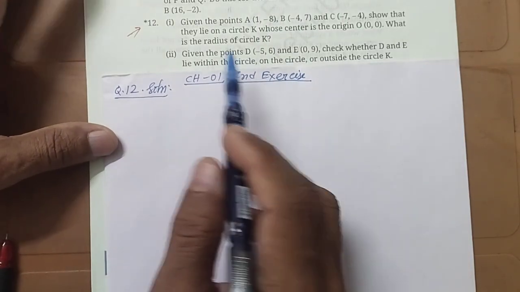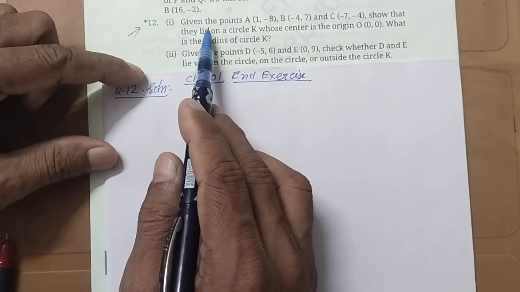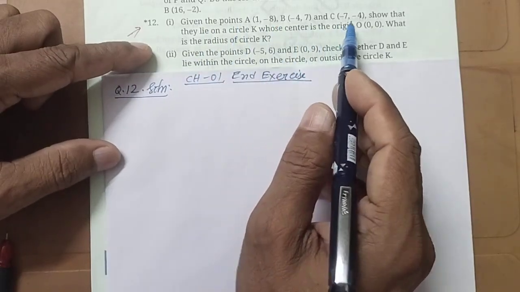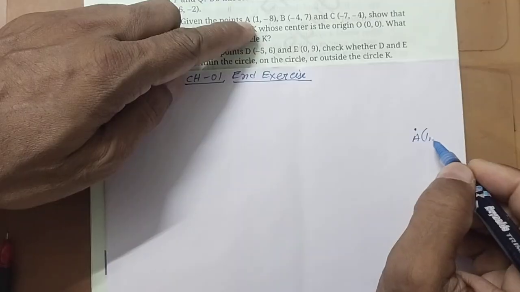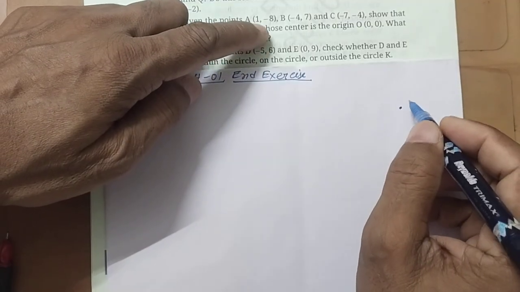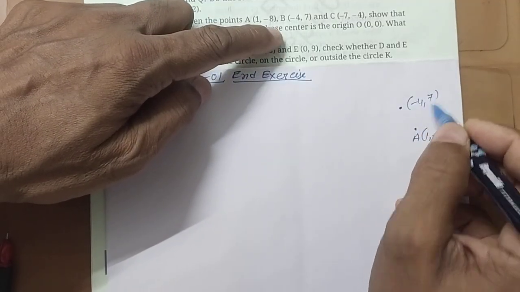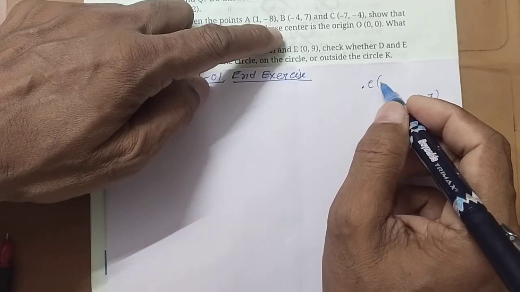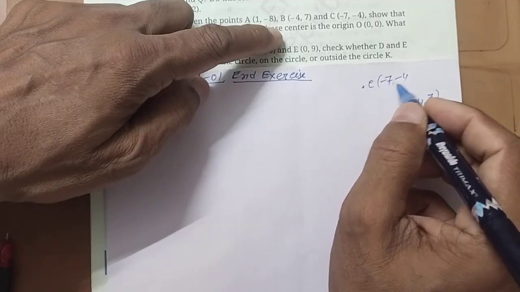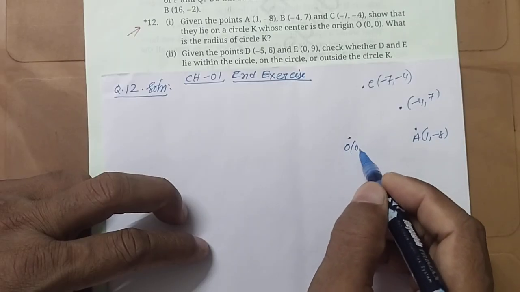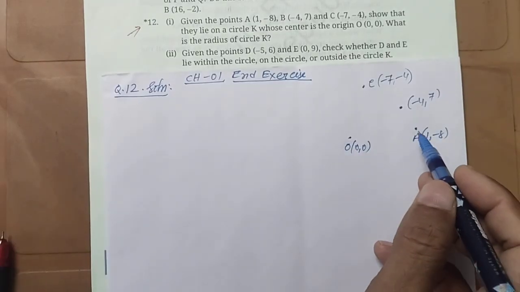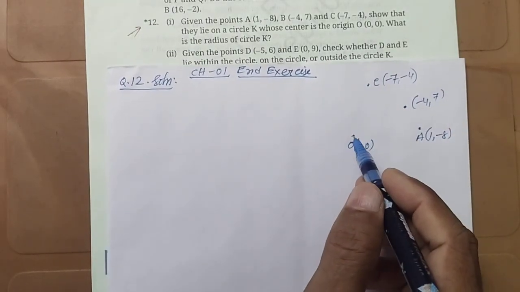Chapter 1 and exercise question number 12. 3 points are given: A, B and C. A is (1, -8), B is (-4, 7), and another point C is (-7, -4), their position coordinates. And another point is O, the origin. You are asked to show that these 3 points lie on a circle with center at origin.